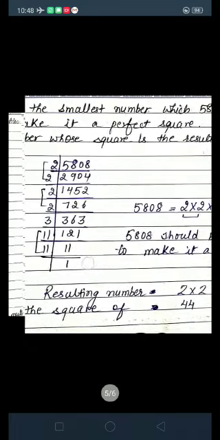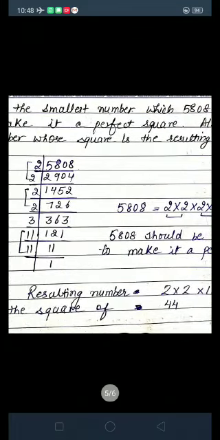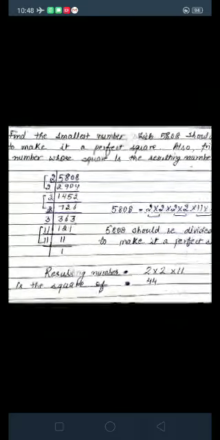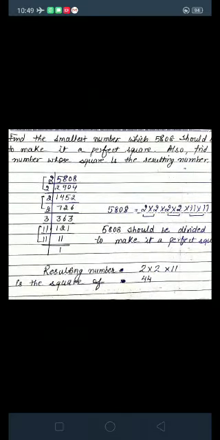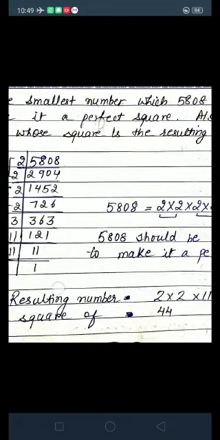The next question is find the smallest number by which 5808 must be divided to make it a perfect square. Also find the number whose square is the resulting number. It is the same question I have discussed with you in case of multiplication and division. We always do prime factorization, and it's the same I have done here. From the statement it is very clear that it is not a perfect square.